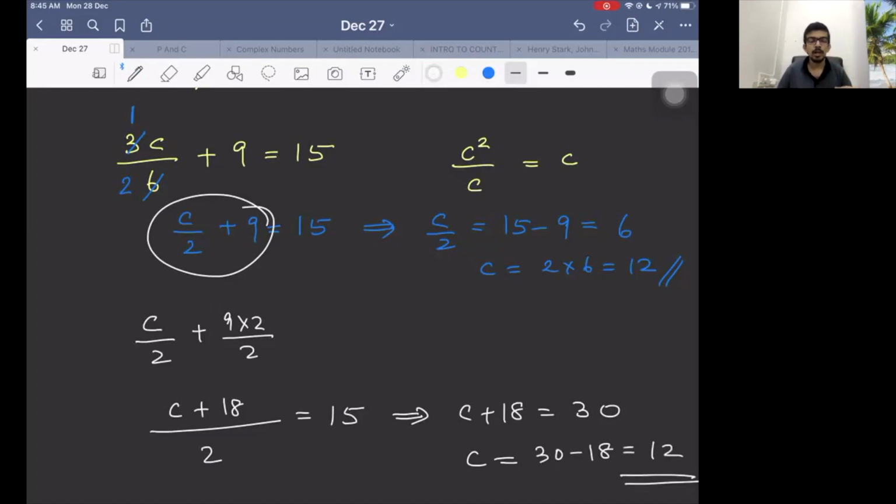But this is longer, right? This will take more time. Instead, you should bring 9 to the other side and simply finish it off in a step. Again, these kind of ideas will come through practice. If you practice a lot of questions, it will naturally occur to you. The knack of problem solving comes only through practice. This is fine.